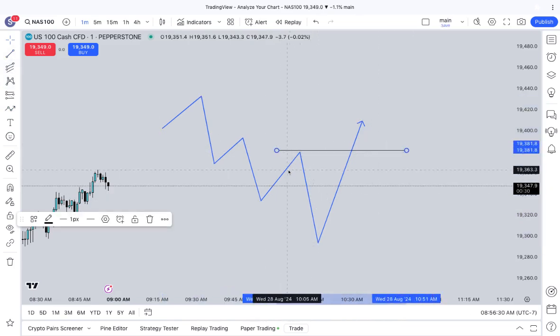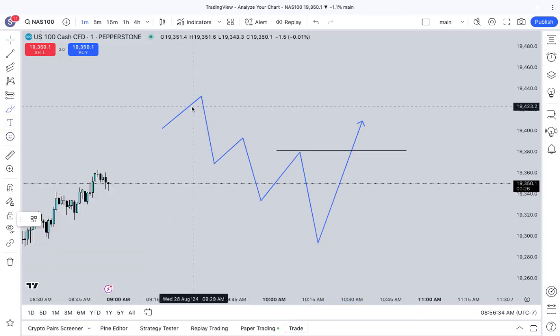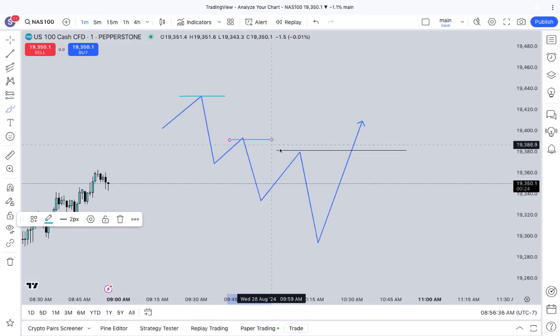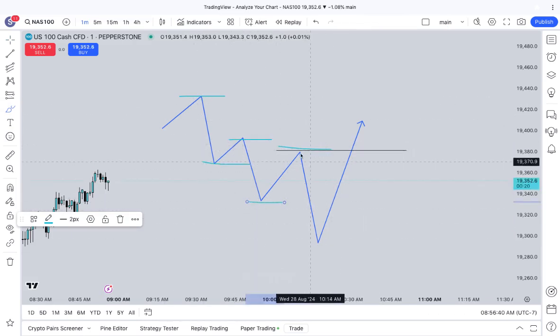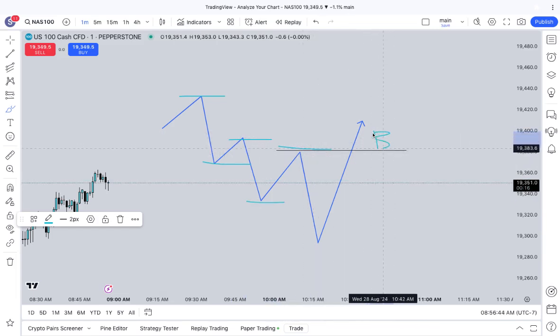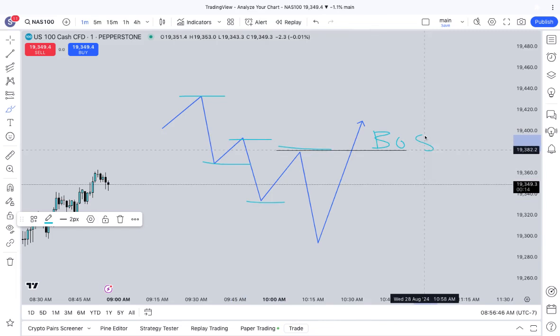So let's say we have this downtrend with lower lows right here and lower highs, okay, and then we break past this high right here, that would be considered a break of structure right there.